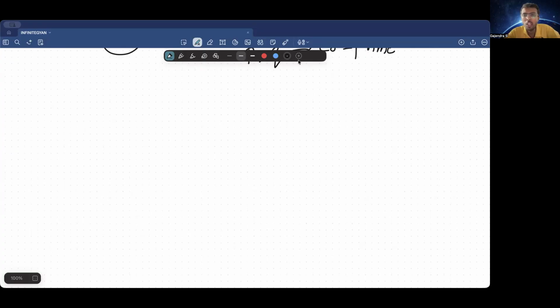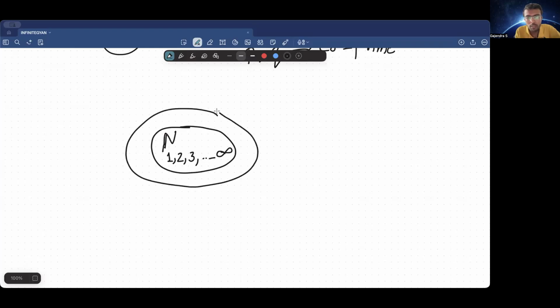Okay, so if we have to form a Venn diagram quickly, can we form a Venn diagram for all these numbers? Yeah, obviously. So first of all, we started with natural numbers, including all the numbers from 1 to 3 to infinity. And then we have whole numbers represented by W.